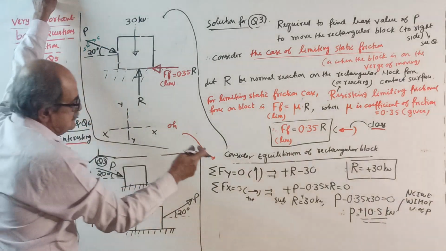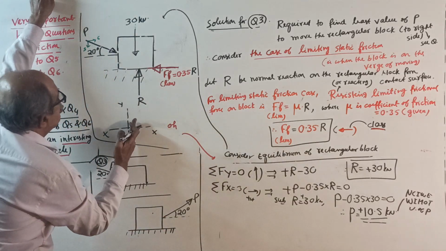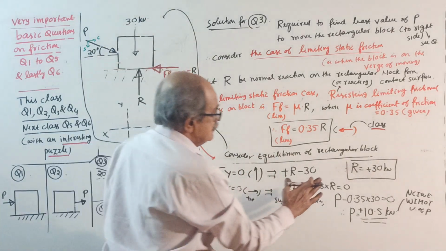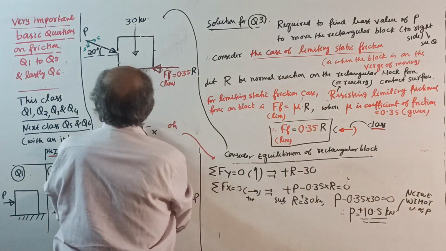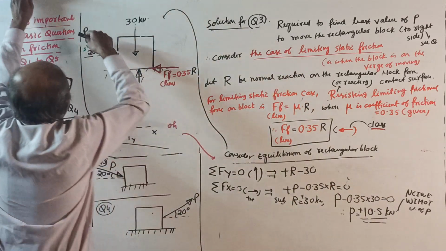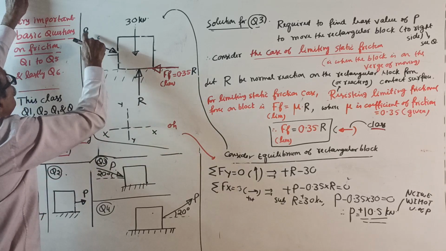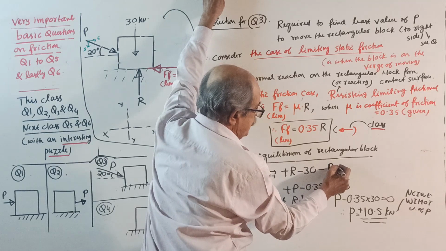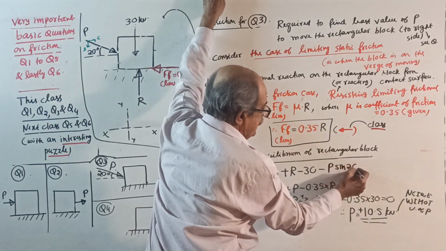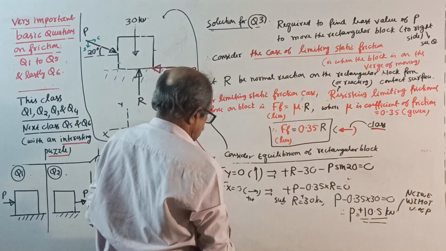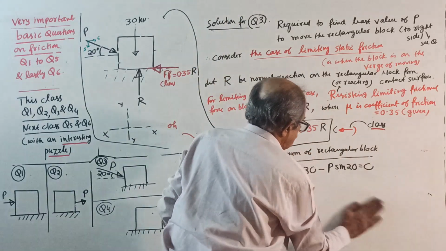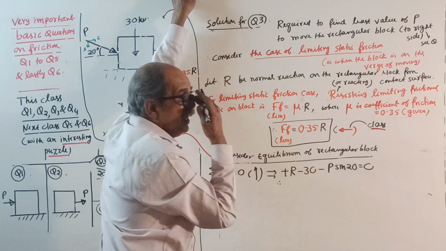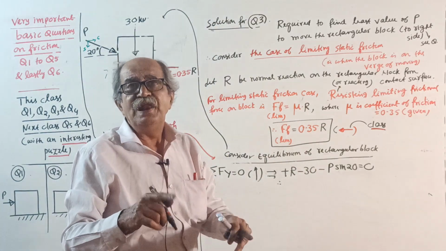X, Y. Sigma Fy = 0. See here: plus R minus 30, minus P sine 20. Remember, the 30 is not over, it is still there. Minus P sine 20 equal to 0. Therefore, what will happen now? You won't get the answer. The purpose is to get the value of P.